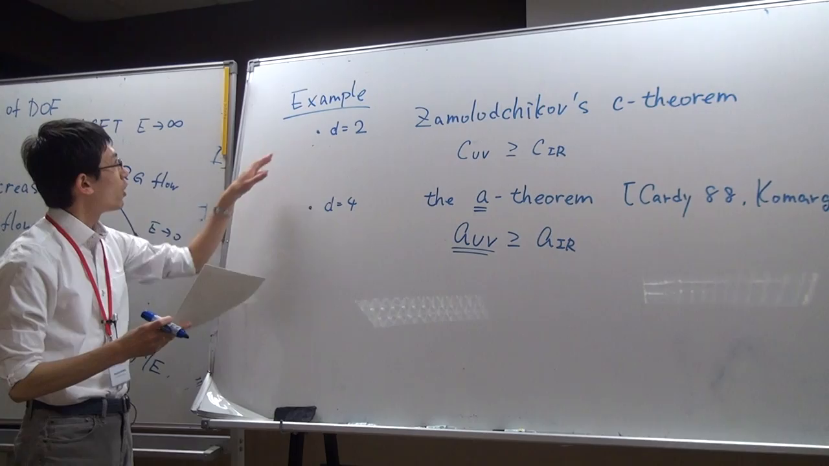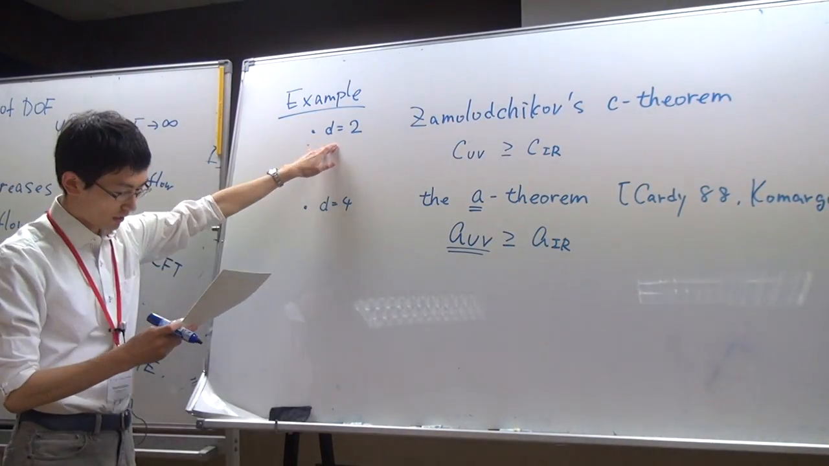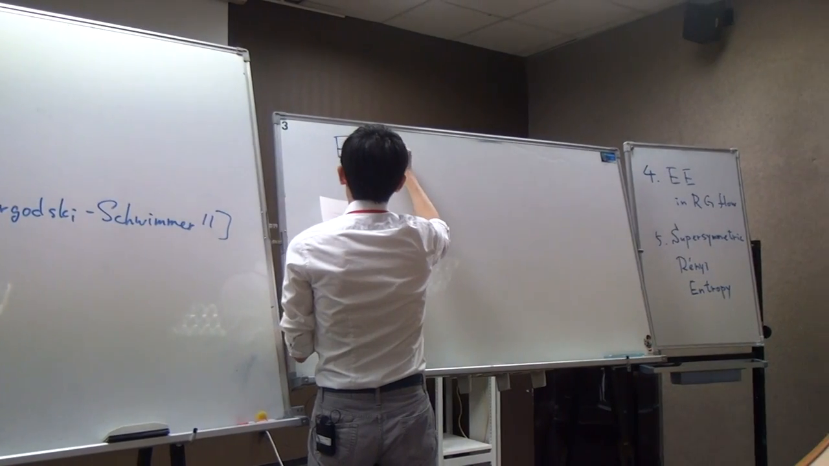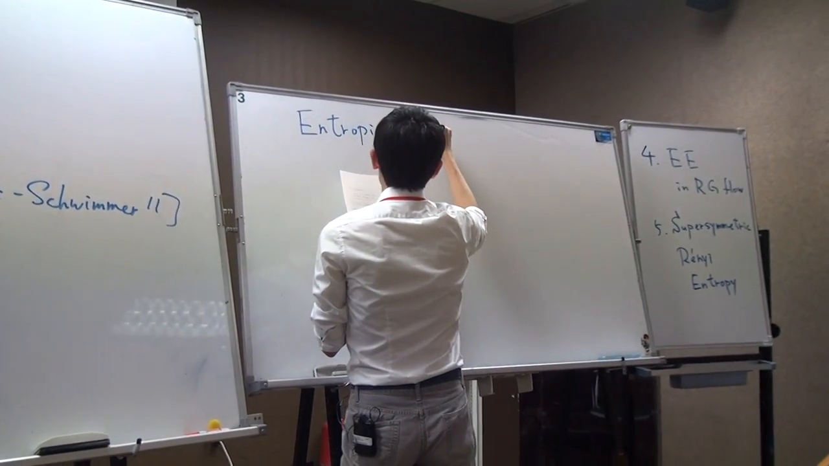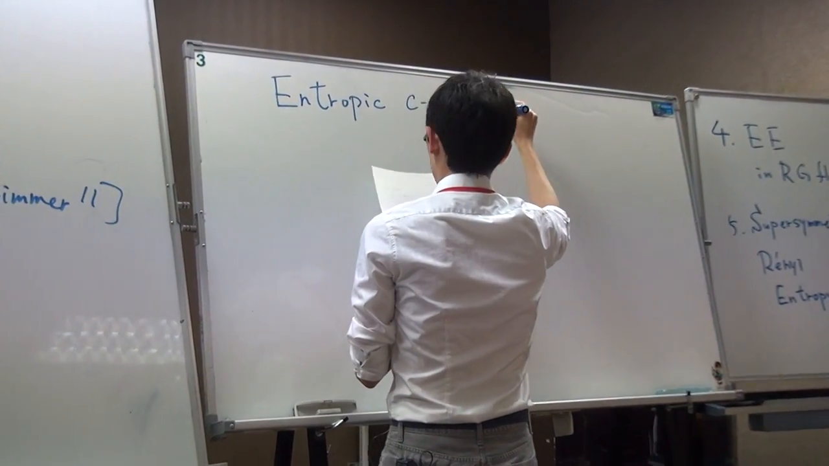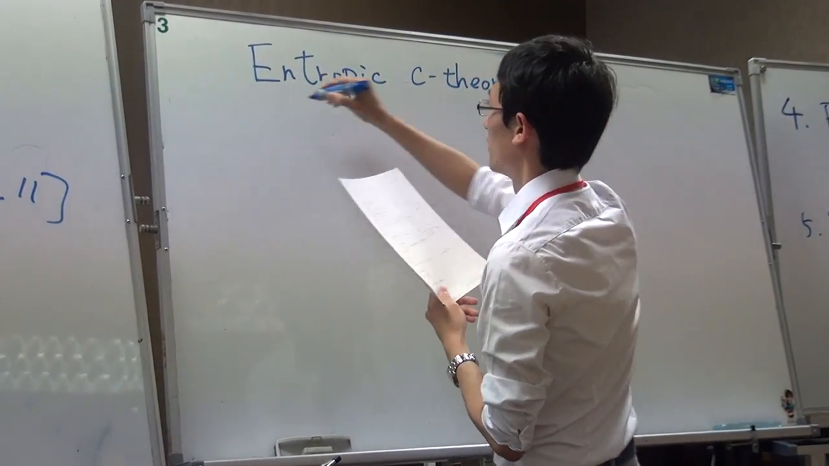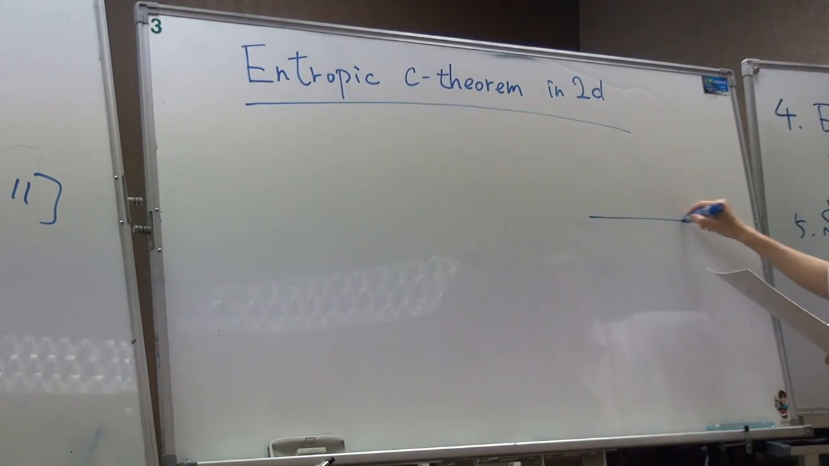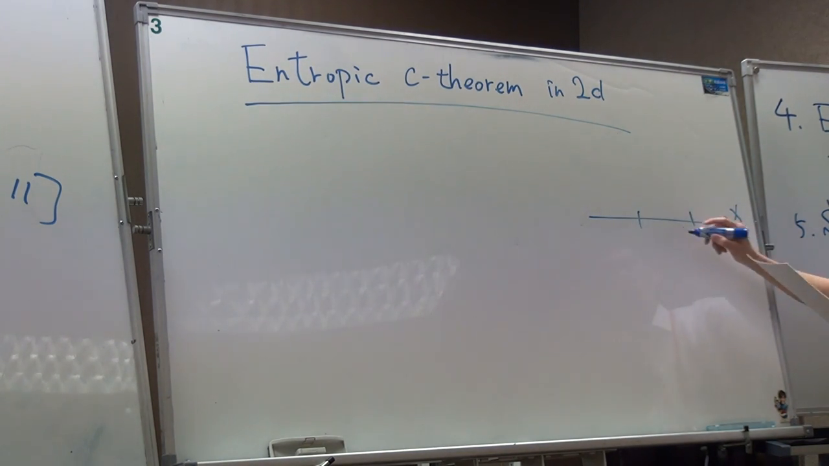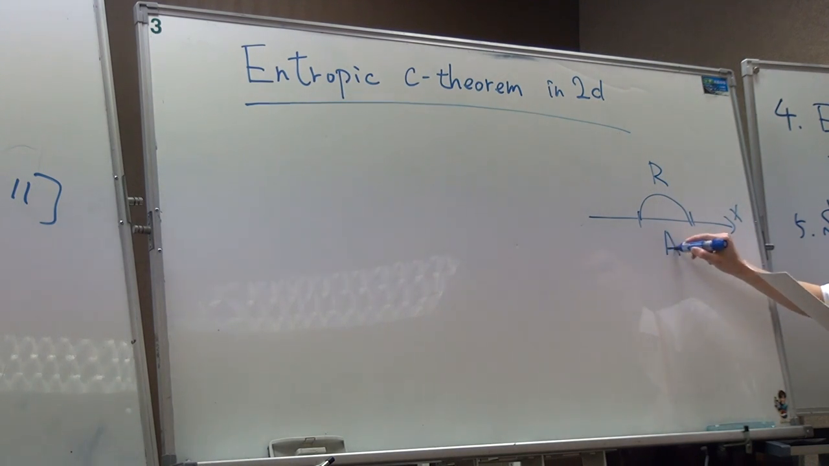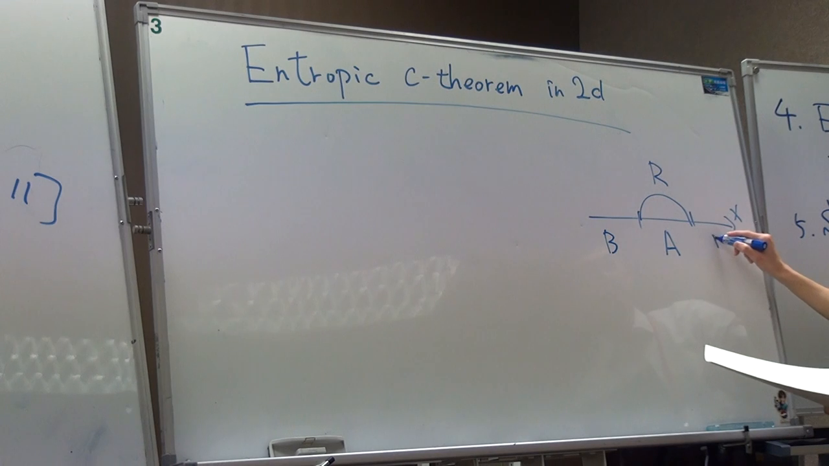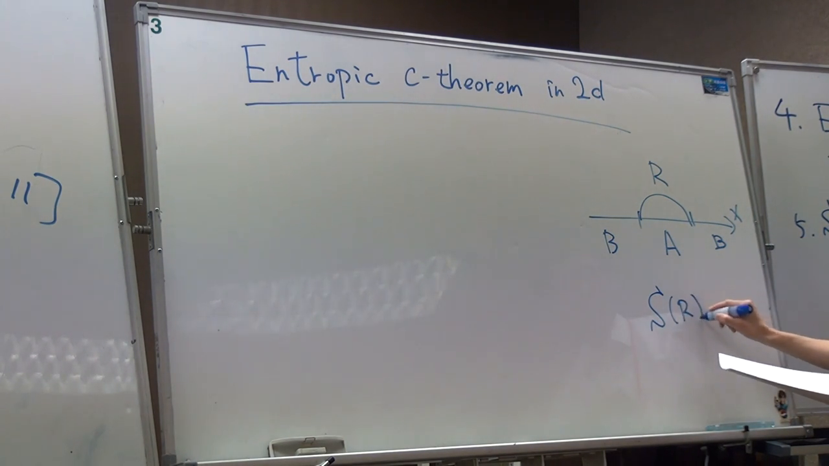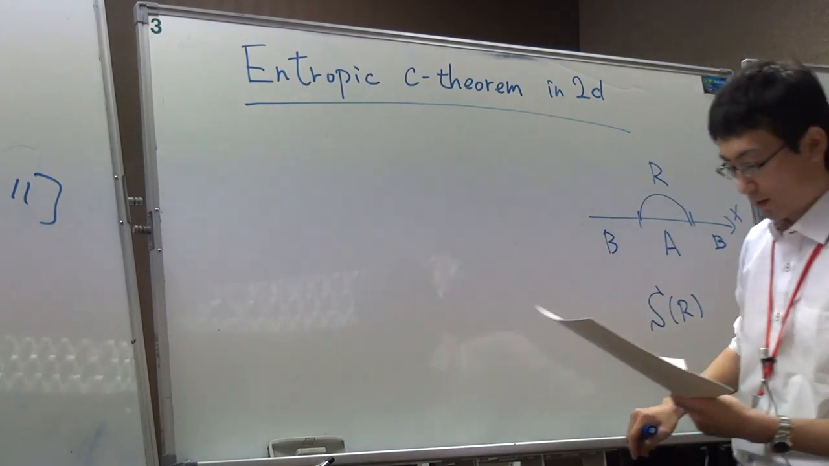and I want to start with a construction of the 2-dimensional C function by using entanglement entropy. So let me start with the entropic C function in 2 dimensions. To define such a C function in 2 dimensions, I will consider the entanglement entropy of an interval of width R. This is my region A, and both sides are B. I will call the entanglement entropy of an interval S of R, a function of R.